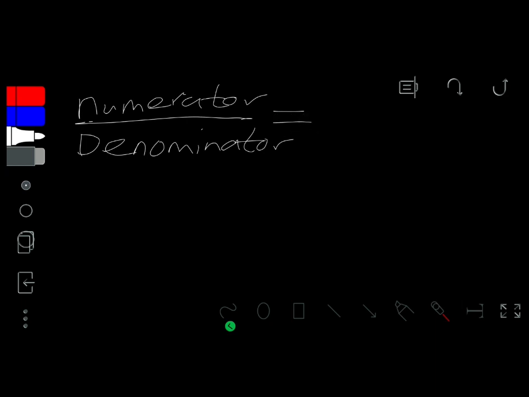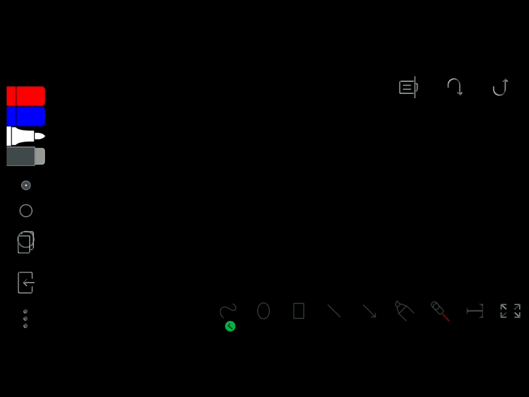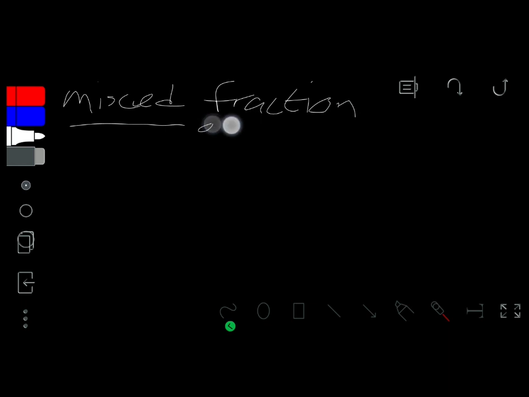Now, the order or the sizes of the number will determine if it's a proper fraction or an improper fraction. So it can be 1 over 2, for example. This is an example of a proper fraction. First, let's start with understanding what a mixed fraction is. Remember, a fraction is made up of a numerator, a divisor symbol, and a denominator. Okay, a mixed fraction is made up of a whole number with a proper fraction.